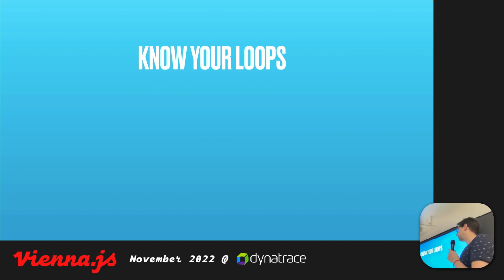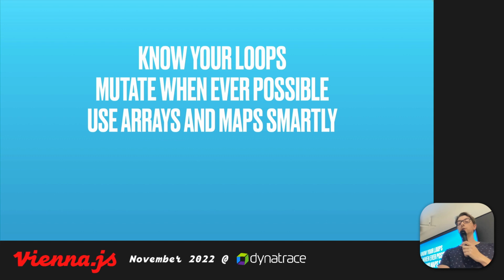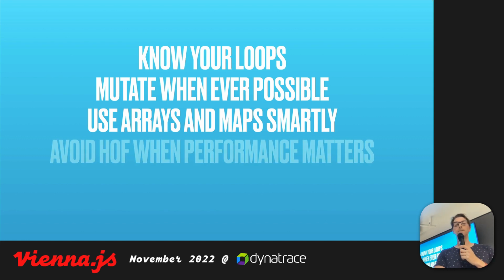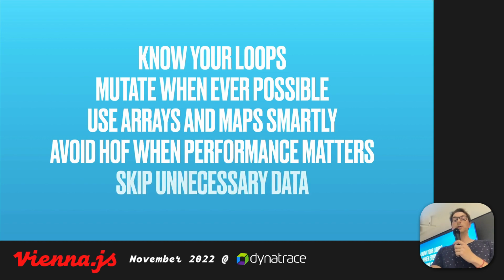So just to recap, know your loops, understand the loop, know where the loop is and try to simplify them. Mutate whenever possible. Use arrays and maps smartly. Avoid higher order functions when performance matters, and skip unnecessary data. This was the slide.